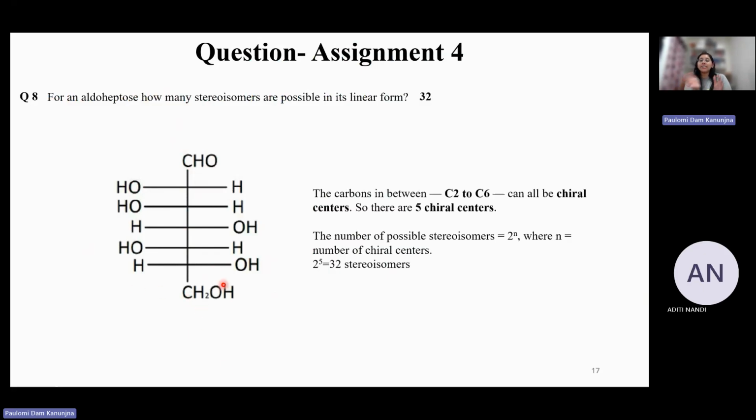This one has HOH, so again, this is not a chiral center. Let me remind you what a chiral center is. It's basically a carbon with 4 different functional groups. Here you have 2 H, here you have a double bond with O, so you don't have 4 different groups. So these 2 are not chiral centers. You have 5 remaining chiral centers.